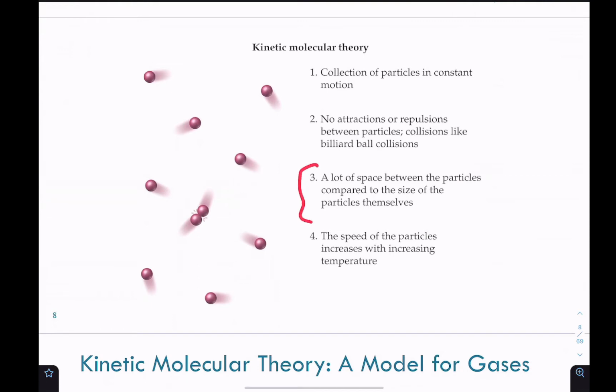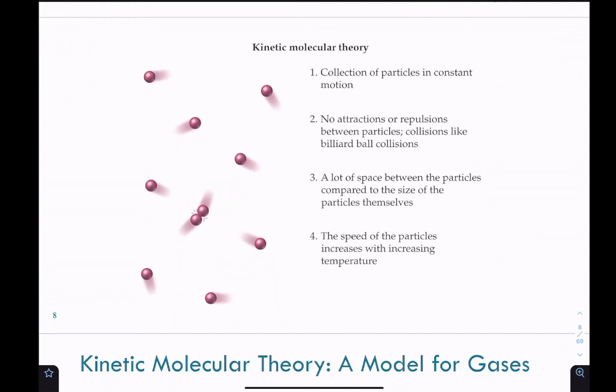The third one is that there's a lot of space between the particles compared to the size of the particles themselves. That helps with the idea that there are no attractions or repulsions. They never get close enough, or stay close enough together, to have attractions or repulsions. And the fourth one is that the speed of the particles increases with increasing temperature.